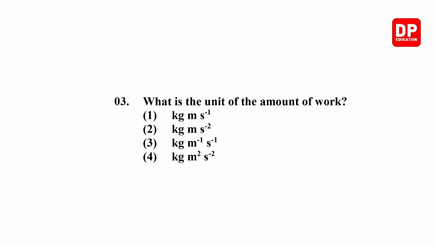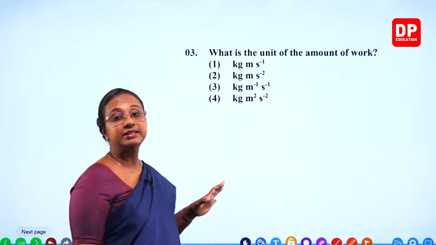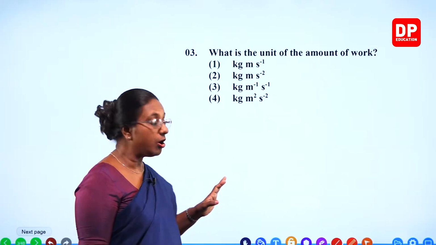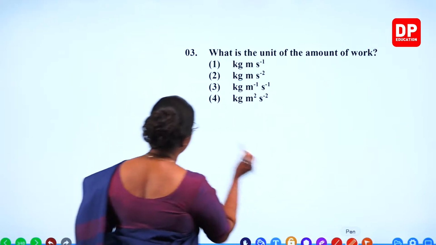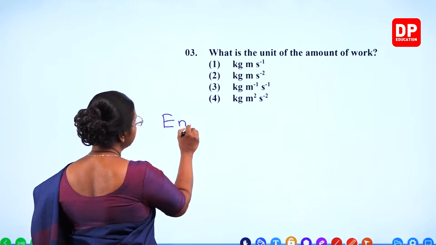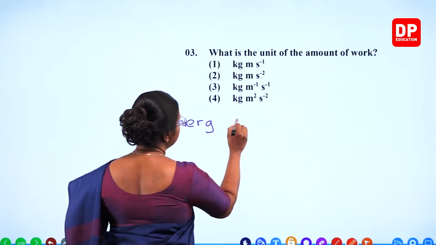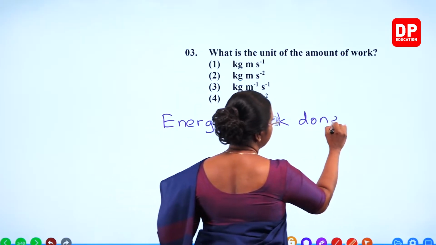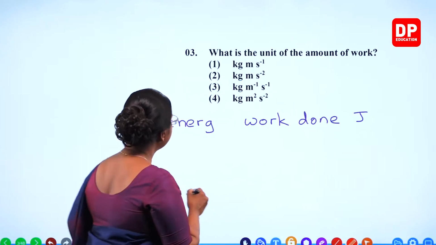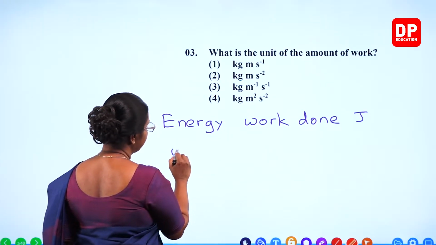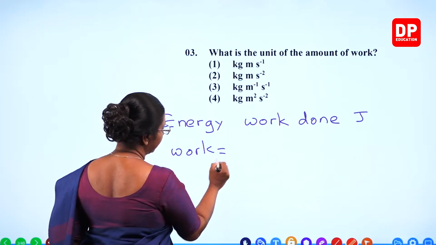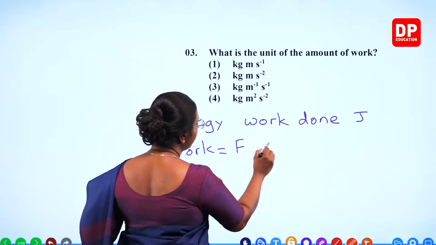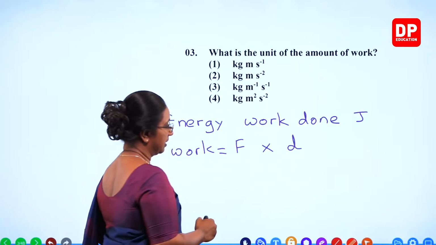That is question number 3. What is the unit of the amount of work done? Now normally you all know energy and work done both have the unit joules. Energy and also work done, both of them have the unit joules. Now how do we calculate work? If we are to calculate work, you all can remember force into displacement.